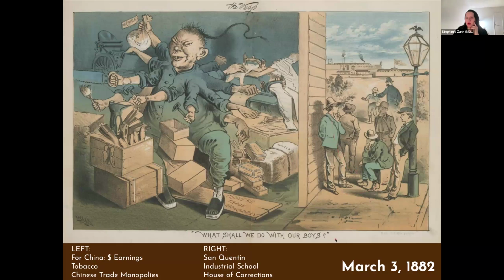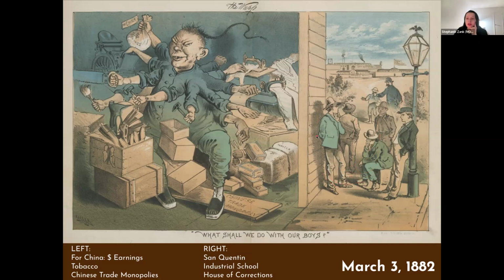What looks like it might be the problem here? What's being said about Chinese immigrants? And let's think specifically about ideas around jobs and employment. Aha, yep. Chinese immigrants are taking jobs. Just some jobs? A few jobs? One job? All the jobs. This guy is doing everything. And who is out of a job? The white men are not getting jobs.